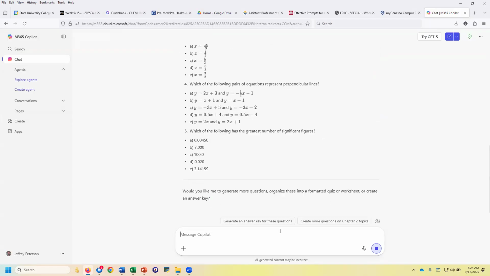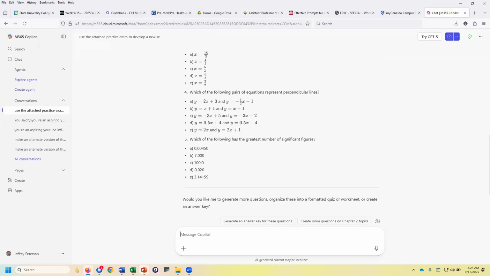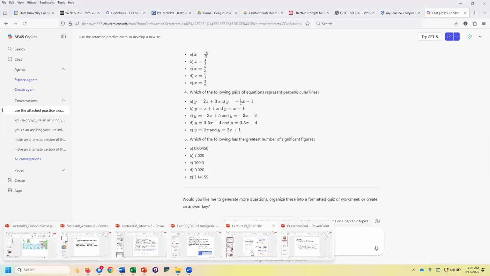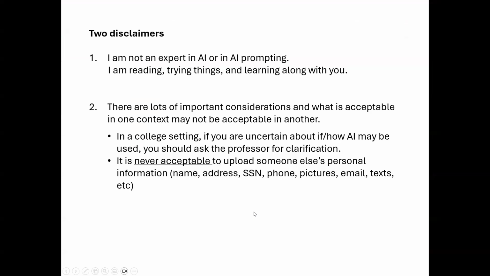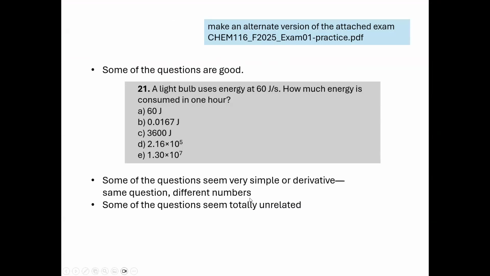I'm not going to go all the way through them. I've done this a handful of times, and so I'm actually going to switch back here to PowerPoint and try and give you some comments on these. Okay. So I think what you'll see is that some of the questions are good. This is one that I liked. A light bulb uses energy at 60 joules per second. How much energy is used in 1 hour? It's a dimensional analysis. You're going to have to use multiple steps, and you could imagine calculating that.